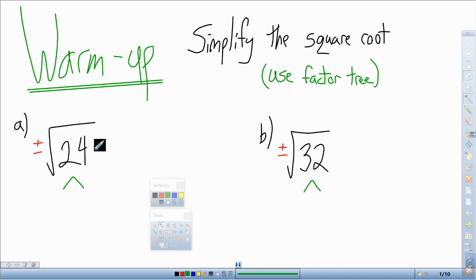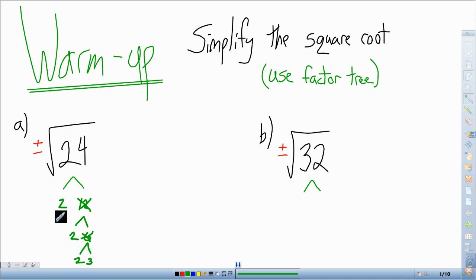Okay, so on letter A, two numbers that multiply to get 24, there's a few options. The first thing that comes to my mind is 2 times 12. 2 is prime. It cannot be broken down. 12 can, though. You can break it down into a 2 times 6, or you could do 4 times 3. It doesn't matter. But when you break something down, cross it out. Again, 2 is prime. 6 I can break down into a 2 times 3, cross it out. 2 is prime, and 3 is prime.